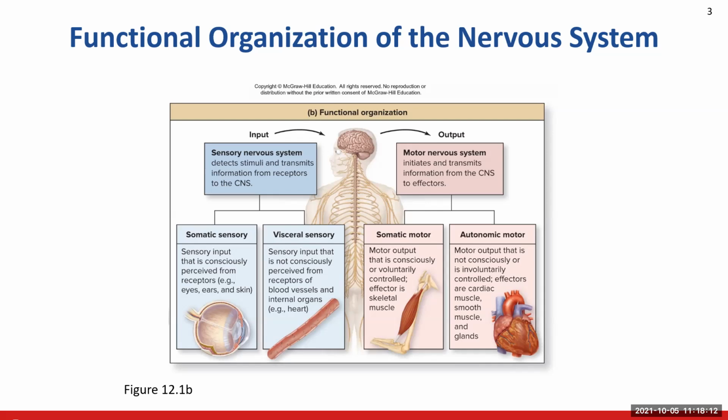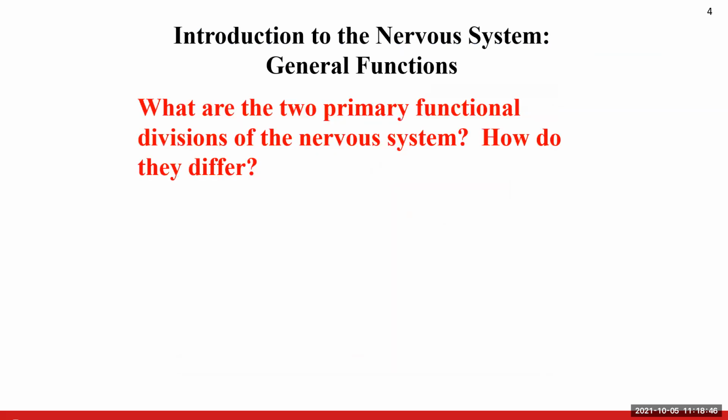The autonomic motor, that's different. Autonomic is going to, again, deal a lot with our organs and our viscera. And so that is the motor output that we don't consciously or voluntarily control. So it is not consciously perceived and it is involuntarily controlled. And so that's going to be the other effector organs, which include cardiac muscle tissue, smooth muscle tissue, and glands. So all of that falls under the autonomic motor.